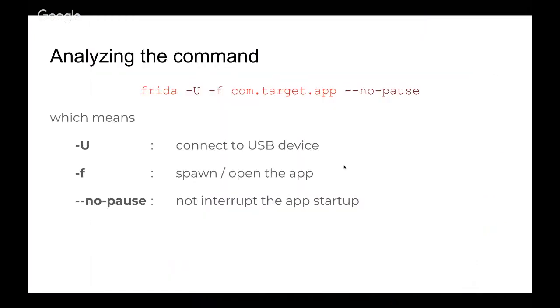Analyzing the command as usual. Frida, the name of the tool, -U is connect to the USB device. Generally, whenever you run an emulator or connect the real device to the system, it creates a USB bridge in which the communication takes place. That's why you mention -U, which means connect to the USB device. -f is to start the app, and --no-pause, as mentioned earlier, means do not interrupt the app startup.